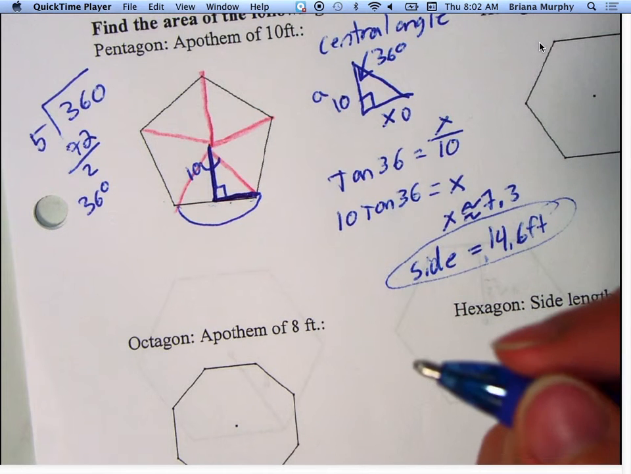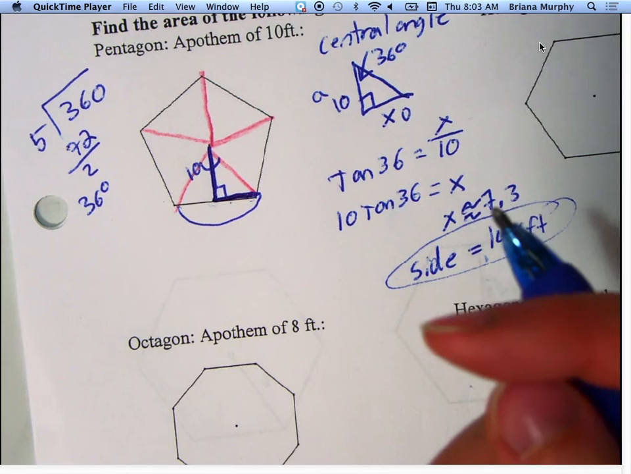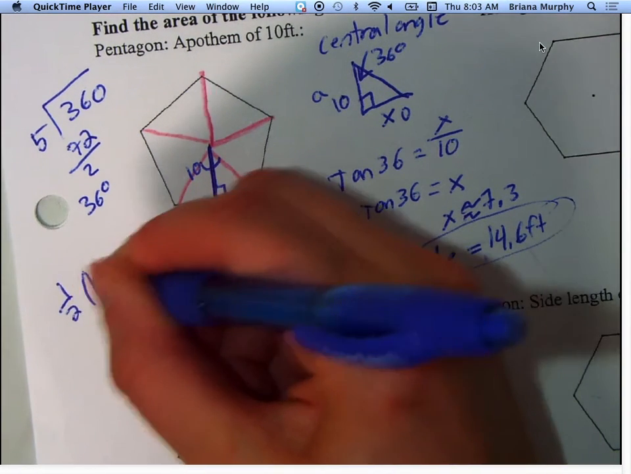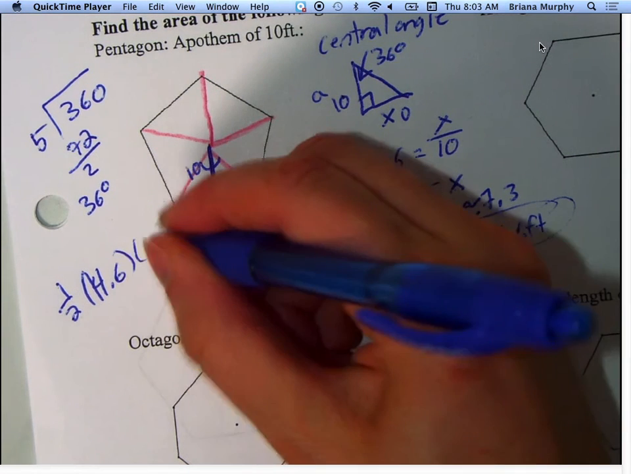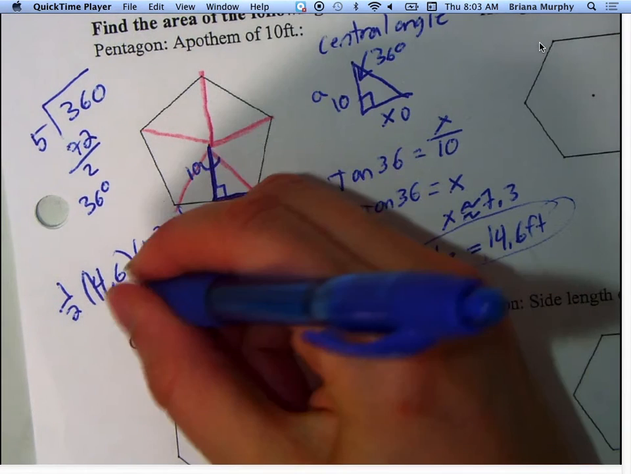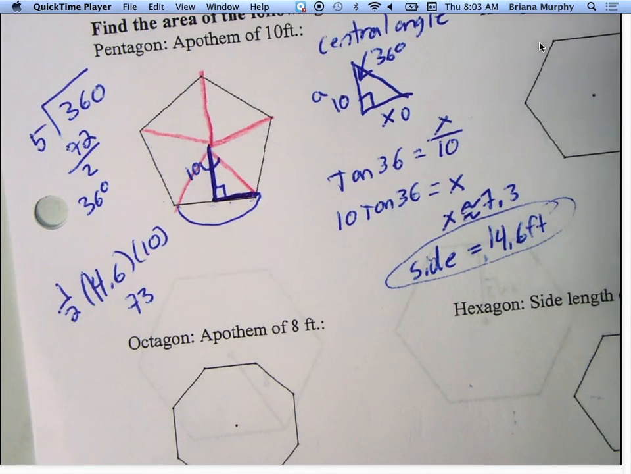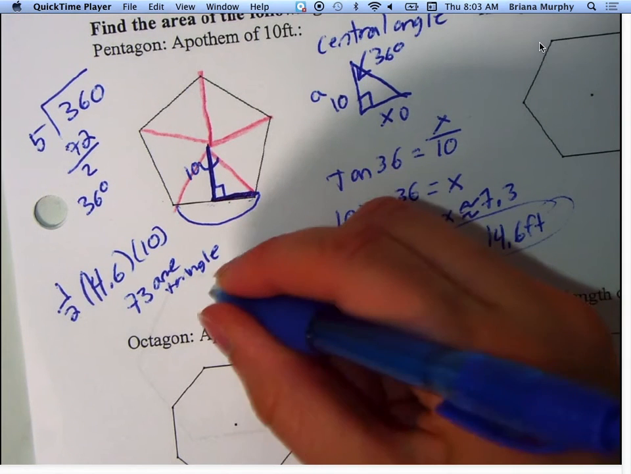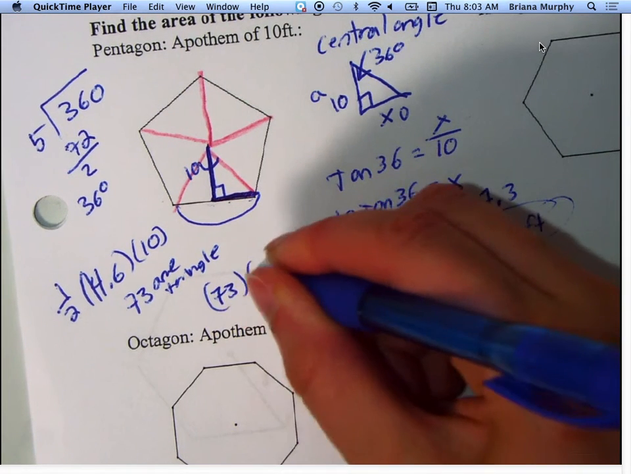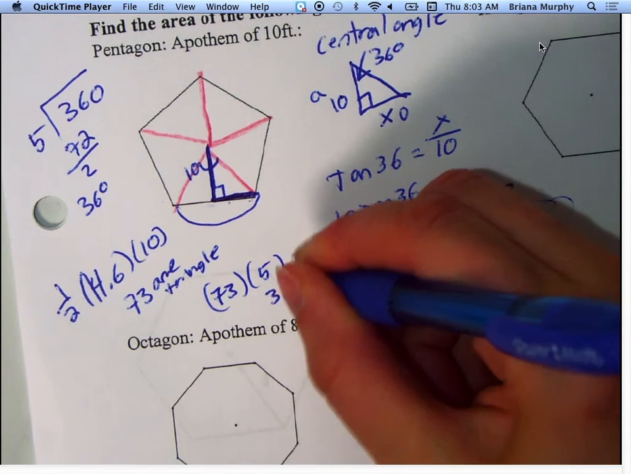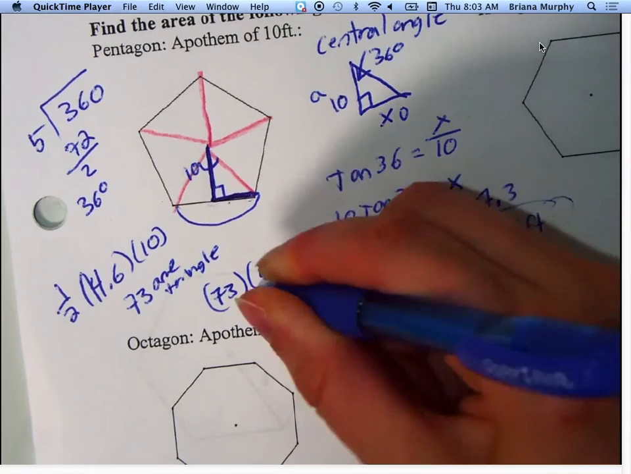Now I'm going to use the area of a triangle, which is, who knows what the area of a triangle is? Come on, guys. Base times height. Good. 1/2, my base is 14.6, times my height is 10. So one triangle is 73 feet. How many triangles do I have? 5. So then I'm going to take 73 and times it by 5. 365 feet squared is my final answer.